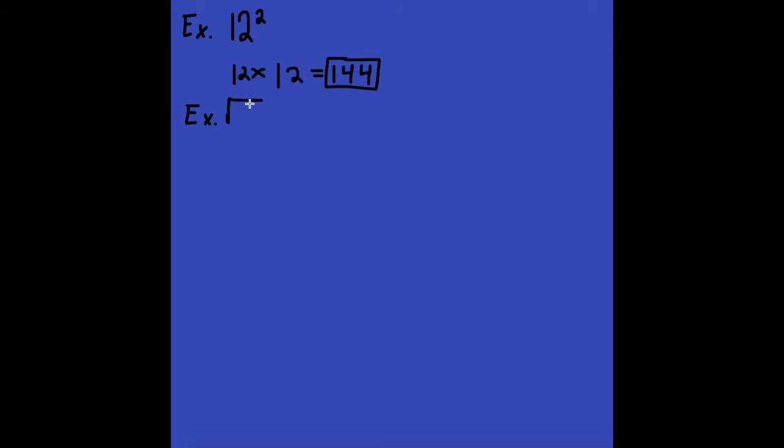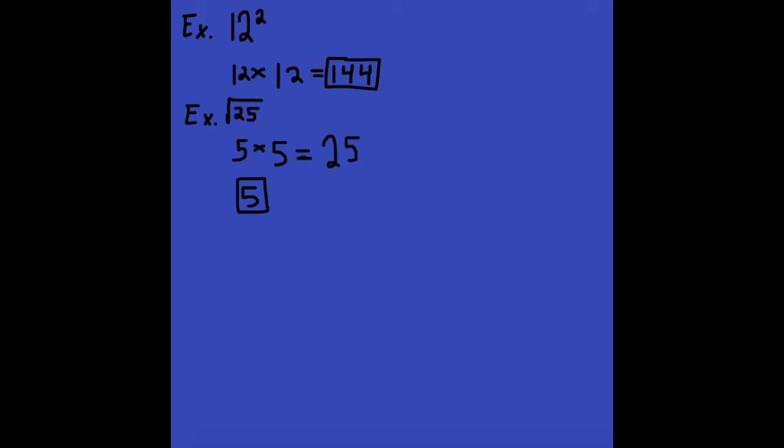What is the square root of 25? We mentioned in the last slide that 5 times 5 equals 25. Since 5 is multiplied by itself to get the answer 25, 5 is the square root of 25.